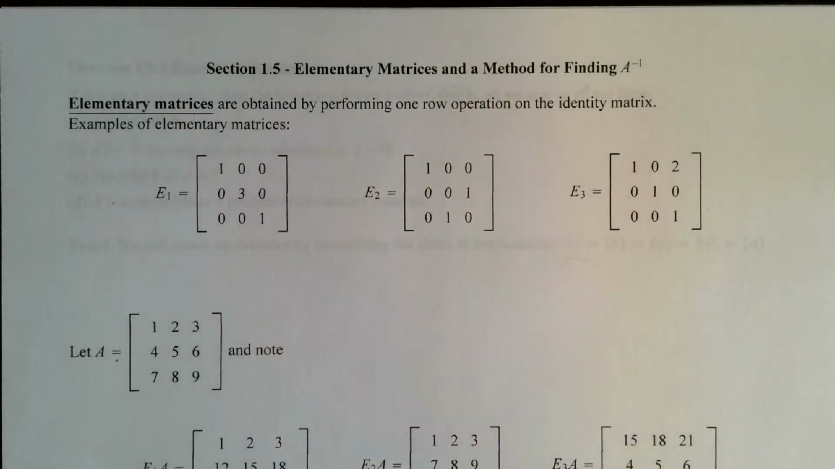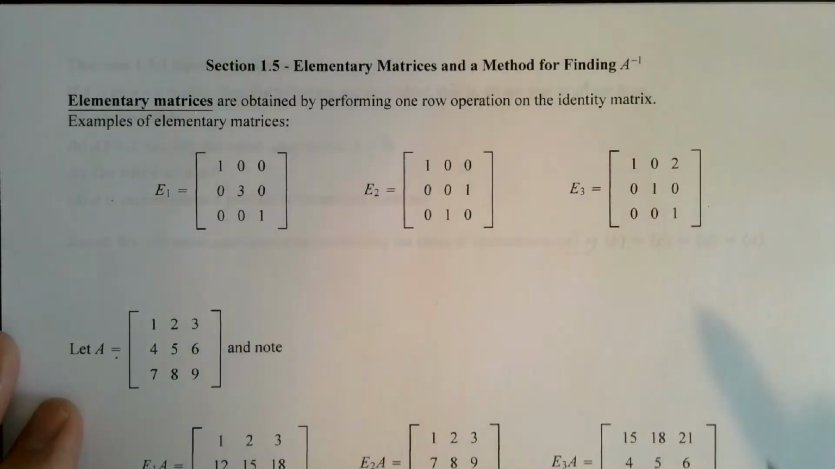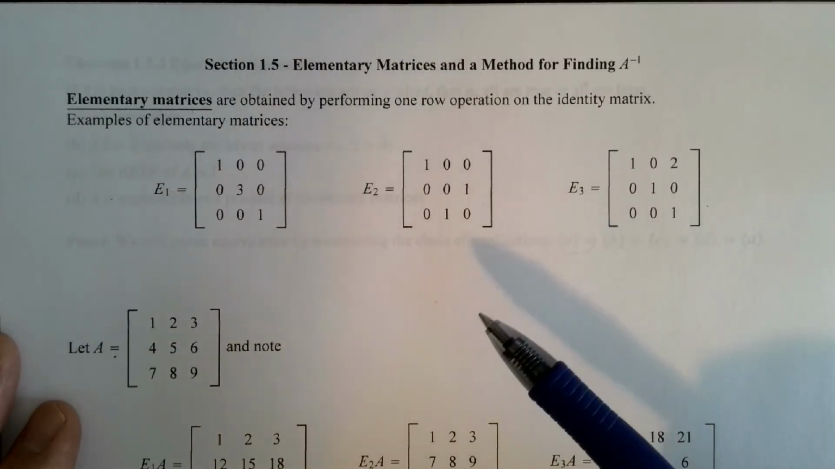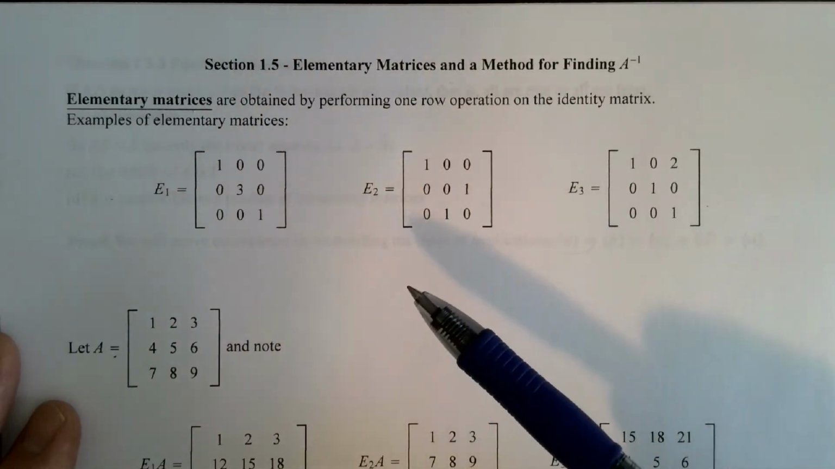Okay, so we're going to talk about a method for finding the inverse of a matrix. We gave a formula previously for the inverse of a 2 by 2 matrix, and we want to up that to 3 by 3 or larger square matrices. In order to do that, though, we've got to do some important preliminary work, and we're going to talk about, first of all, elementary matrices.